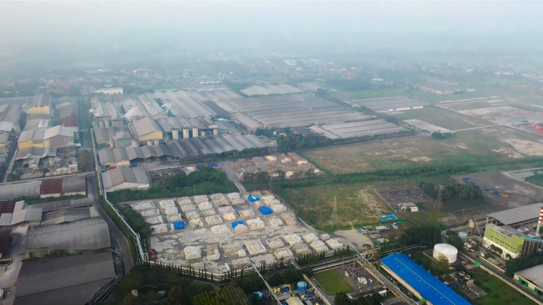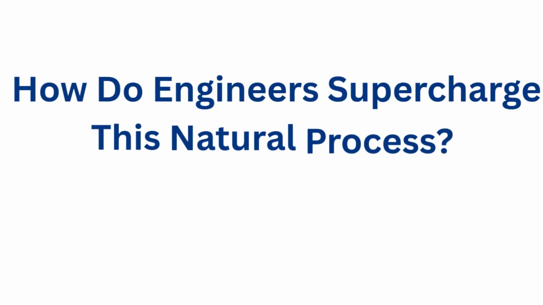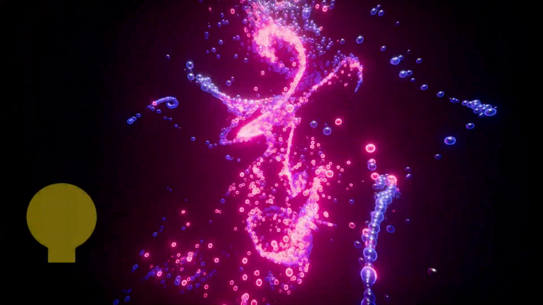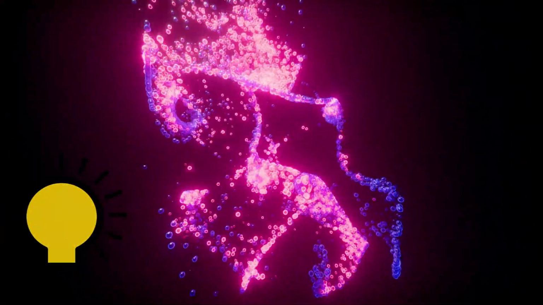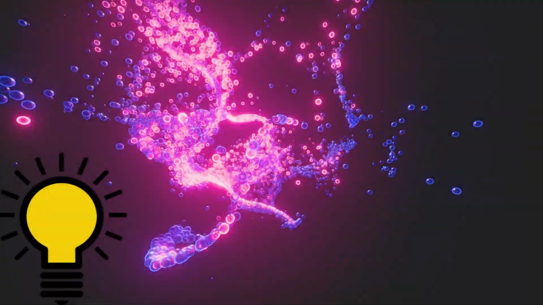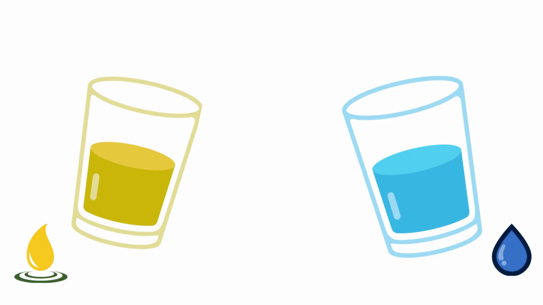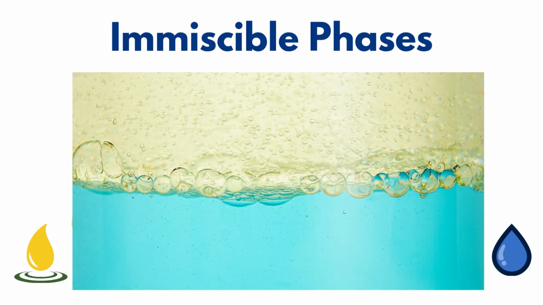So how do engineers supercharge this natural process? While there are several types of mass transfer operations, in the most important one, engineers use a brilliant trick. They bring two things that don't mix into close contact, like oil and water. These are called immiscible phases.